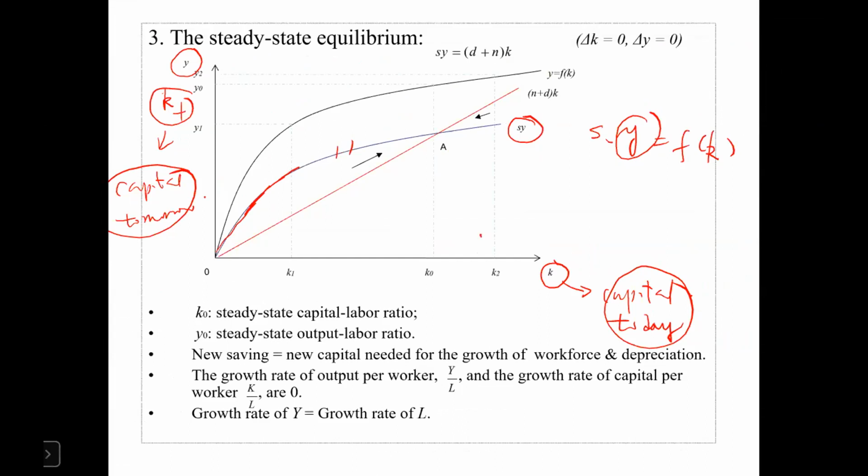So let me explain to you why we are going to settle here in the long run. Just imagine we are here, right? So if we are here, what you observe is the amount you save is going to be larger than the amount you're going to lose, right? Because if you add here, the saving is going to translate into this amount of new capital, right? So remember, we have delta K equal to S times Y minus (M plus D) times K.